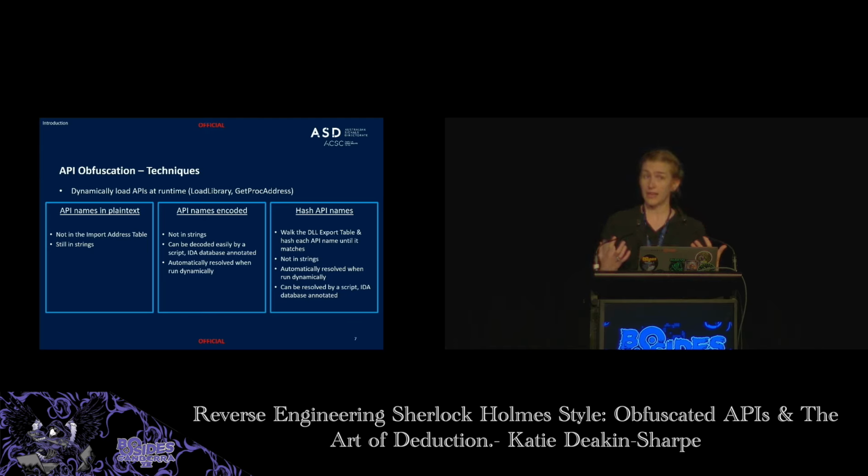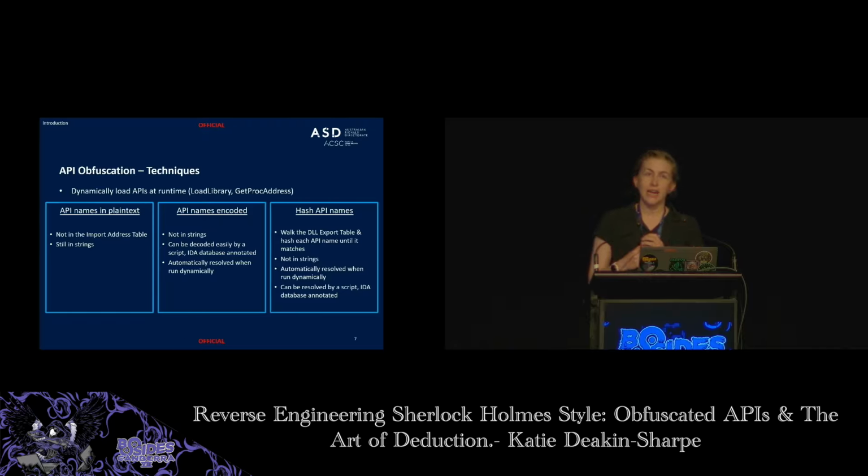So they can level up and encode the API names, for example, with an XOR key. This is going to remove them from strings, but it's pretty straightforward to write a decryption script, which you can run statically, and have your IDA database annotated. And of course, if I run the sample, it is going to automatically resolve. This is what I could see TCP Listener doing. They were encoding their API names with an XOR key.